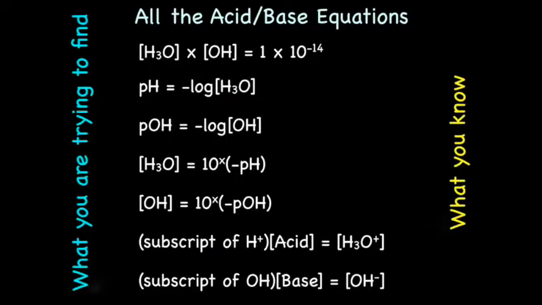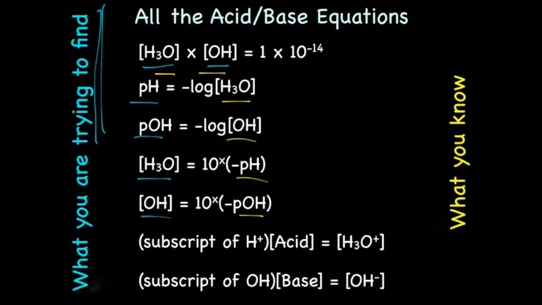Okay, here's a list of all of the equations we have so far for calculating pH. For the most part, the things on the left are the things you're trying to find, the unknown. So we could be finding H3O or OH, pH, pOH. And on the right side is the stuff you already know. Okay. So now that you have that, let's try to do a practice problem.